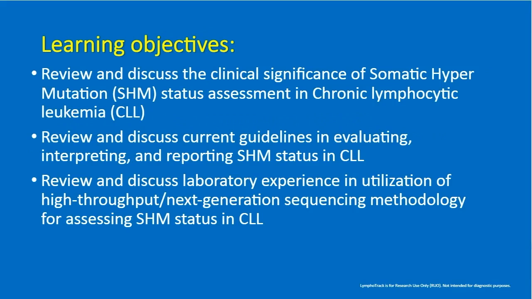So we have a few learning objectives for this presentation. First, to review and discuss the clinical significance of somatic hypermutation status assessment in chronic lymphocytic leukemia. Also, review and discuss some current guidelines that will help in evaluating, interpreting, and reporting somatic hypermutation status in CLL. And I would also go through some of our experience with clinical testing of SHM analysis in CLL.